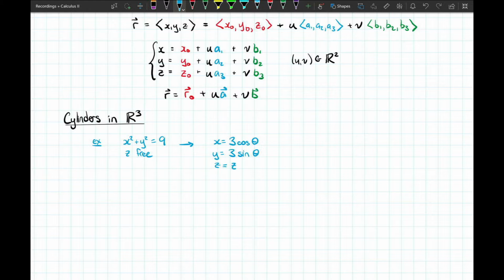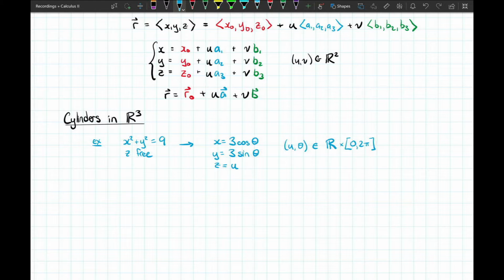But if you don't like having z equals z, then just choose some other parameter, maybe just u, for instance. Now we have the parameters u and theta, where u might be any real number, but theta we would want to have from 0 to 2 pi. Now that gets us a nice circular cylinder, but we can expand upon that.